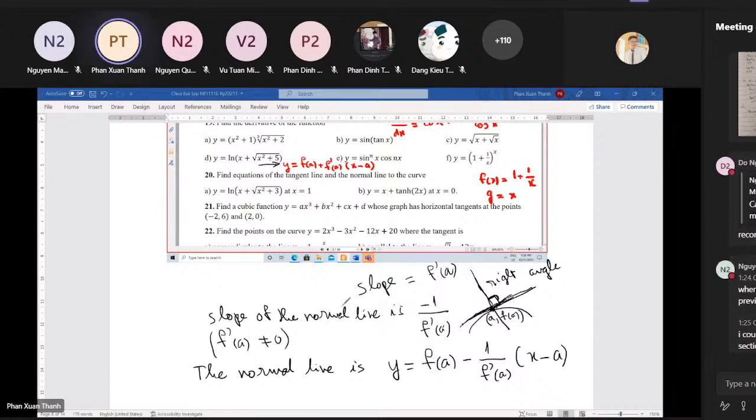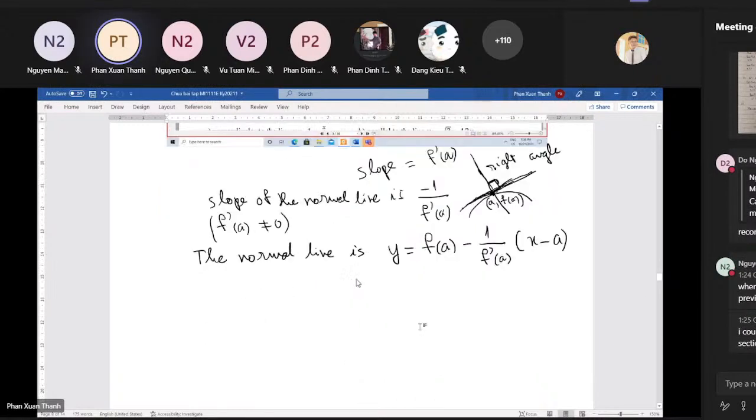Now let's come to the next exercise, exercise number 14. So we have the solution for exercise number 14.